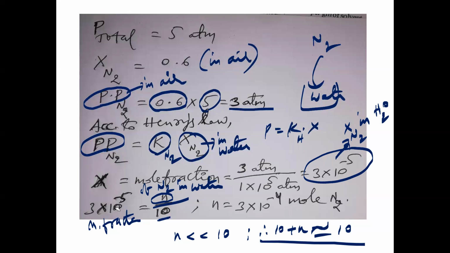Then the mole fraction 3 into 10 power minus 5 is equal to the number of moles of nitrogen in water divided by the number of moles of water. Then N, the number of moles of nitrogen, is equal to 10 into 3 into 10 power minus 5, that is 3 into 10 power minus 4. So the number of moles of nitrogen is 3 into 10 power minus 4 moles in water. These many moles of nitrogen are dissolved in water. Is that clear? Take a screenshot of this.